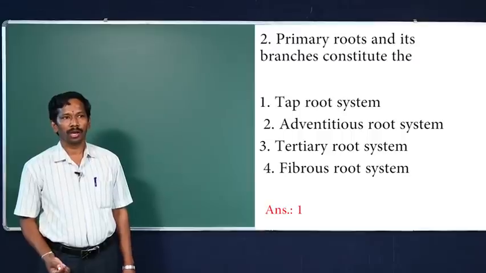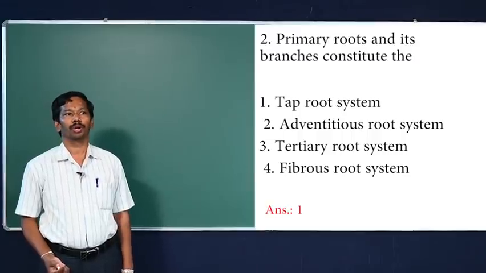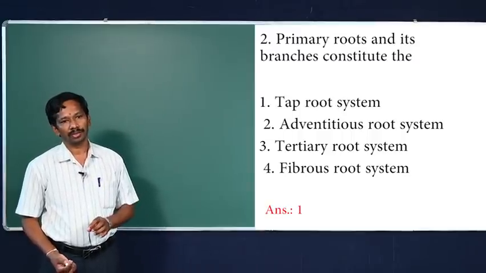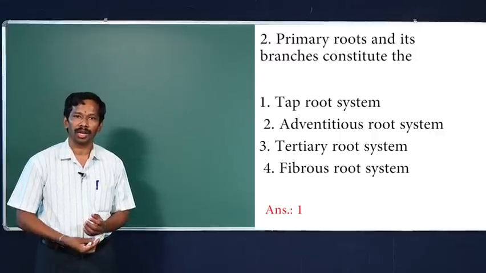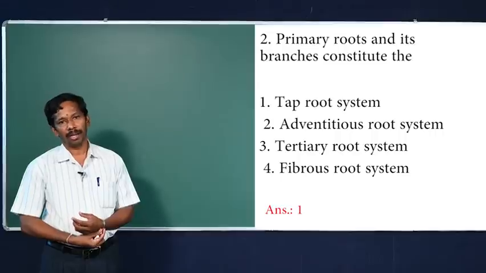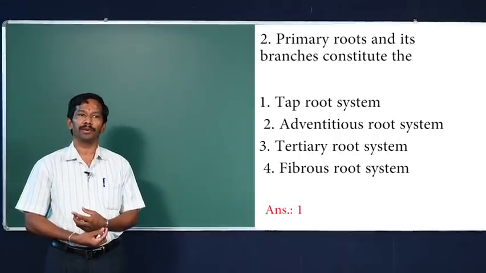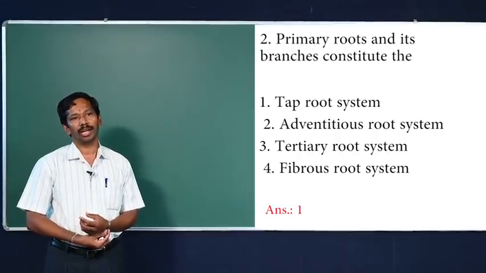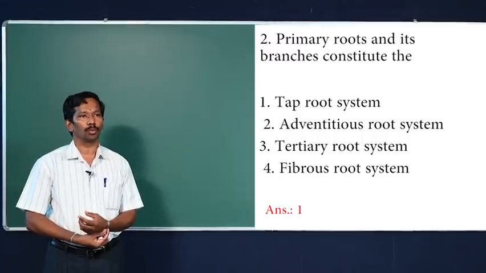In monocots, fibrous root system is produced because radical dies and a bunch of roots are produced at the basal portion of the plant body. Whereas in the case of plant body, other than radical, if it produces root system, it is called as adventitious root system. So answer is 1.